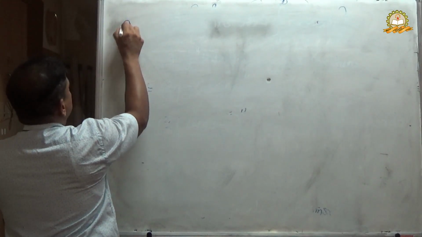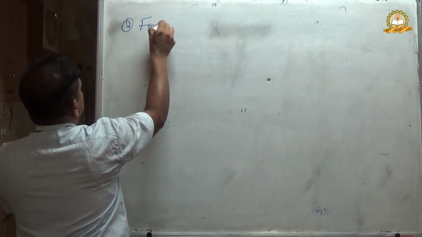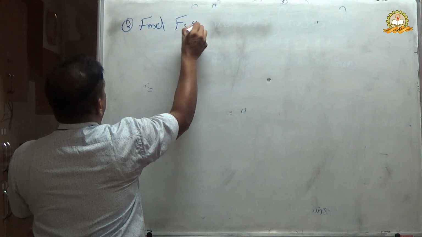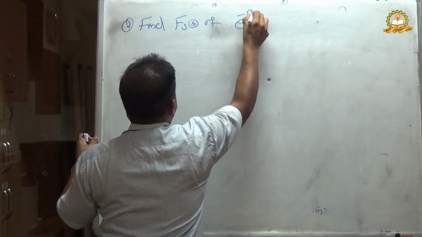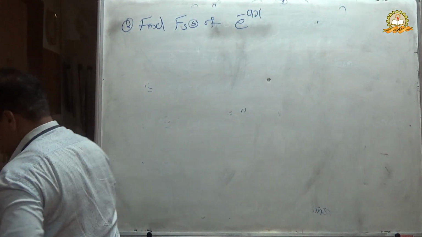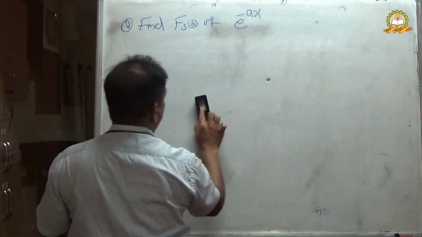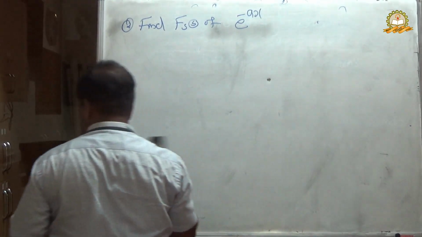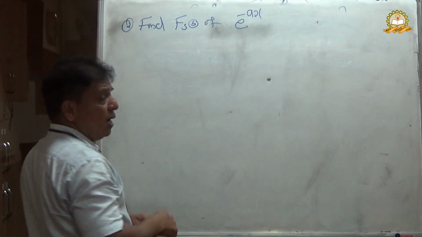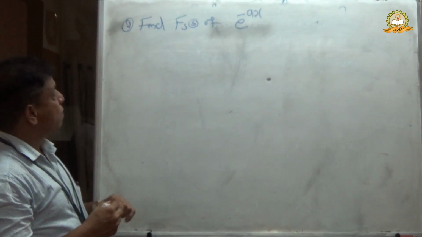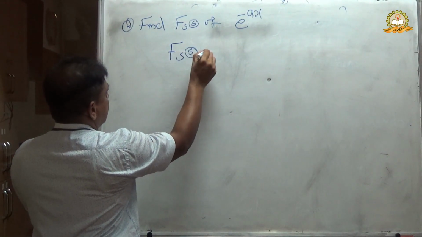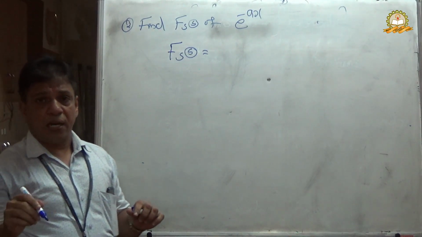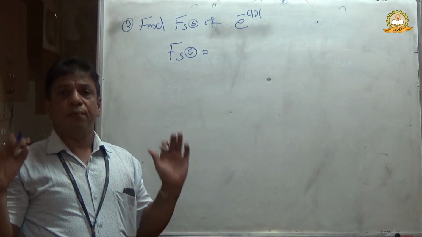The next problem, second problem, says find the Fourier sine transform of e raised to minus ax. Here, first we write the formula. In every case, you should write the formula. Then the formula will be automatically by heart.